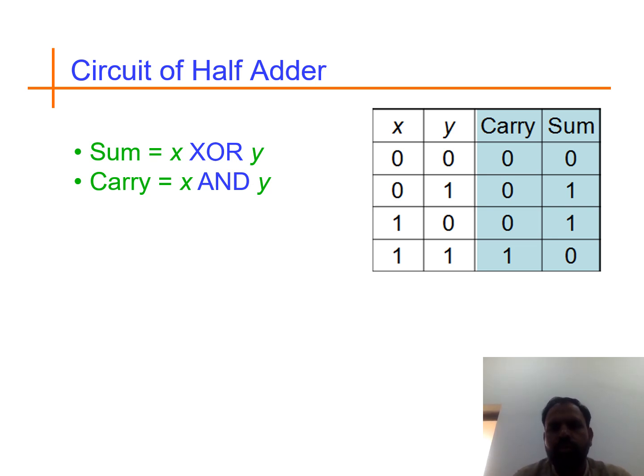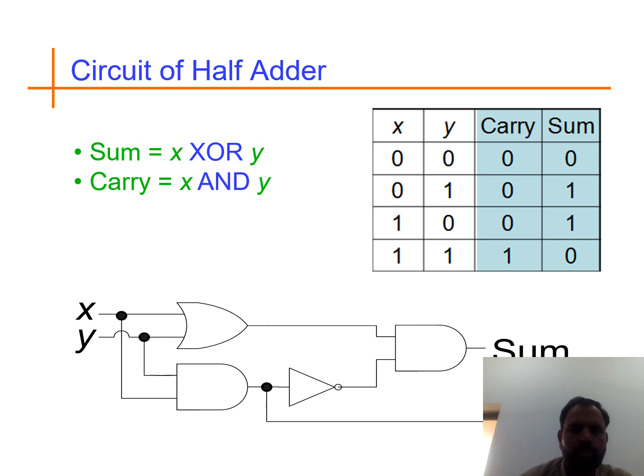So you can see this table: 0 0 1 1, 0 1 0 1, carry 0 and sum is 0. Here the sum is 1 and carry 0, sum is 1; carry 1, sum is 0. So this is the diagram which shows the above table.